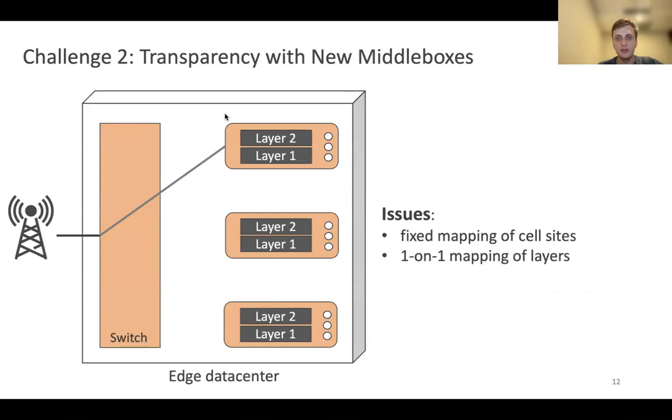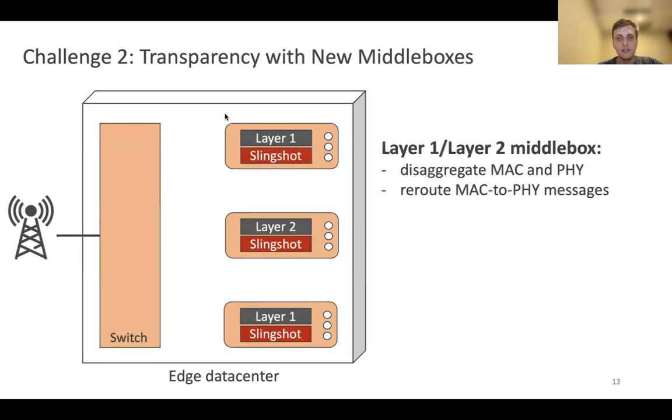As mentioned earlier, in today's VRAN, the servers are statically provisioned and interconnected with the cell sites and upper layers in a fixed way. This fundamentally disallows any flexibility in the system and only supports a fixed one-on-one mapping of layers one to another. To solve this, Slingshot introduces two new middle boxes. First, we disaggregate L1 and L2 layers and allow them to run on separate servers. This is done in the software middle box placed on the servers with VRAN. This middle box is also responsible for transparent rerouting of connections between the layers.